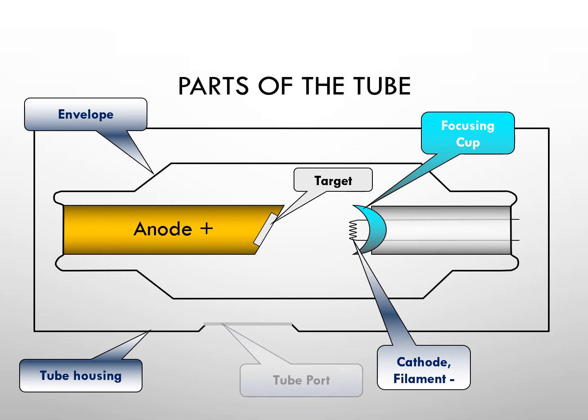Once created, X-rays cannot be directed or redirected, so most are absorbed by the housing. A small portion can escape via a small plastic window called the tube port. The collimator is bolted onto the port to further confine and shape the beam.